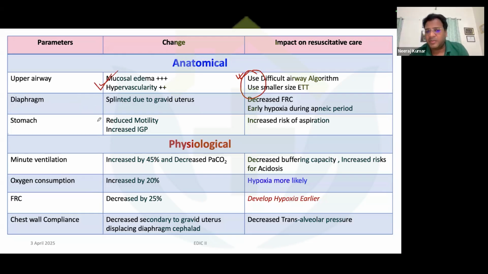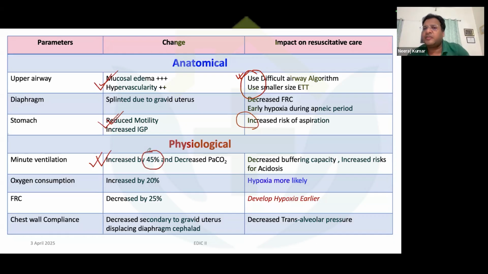Second important point, these patients have generally reduced motility, and they have increased gastric pressure. Intragastric pressure is increased, so they have an increased risk of either GERD or aspiration. Now coming to the physiological changes, which they used to ask in the exam: how much will the minute ventilation change? The minute ventilation will increase approximately 45 to 50%. So from baseline, a 45% increase in minute ventilation will be there.